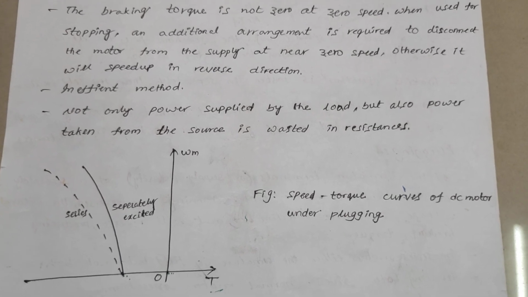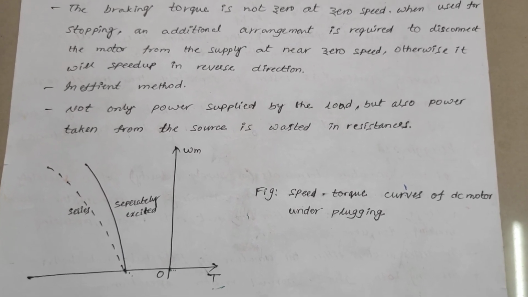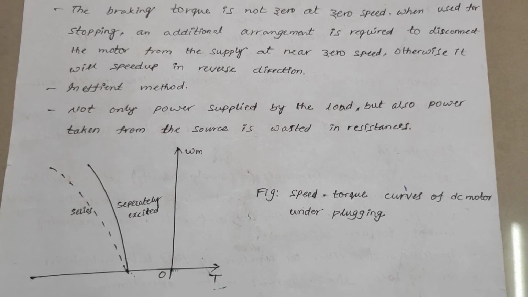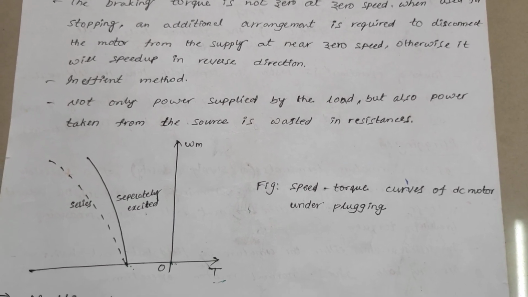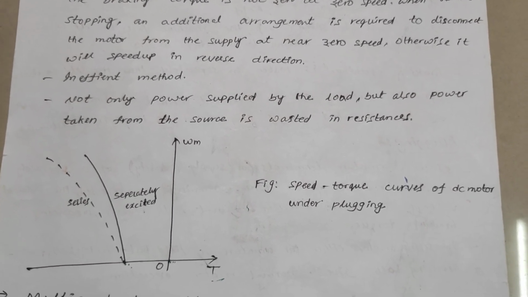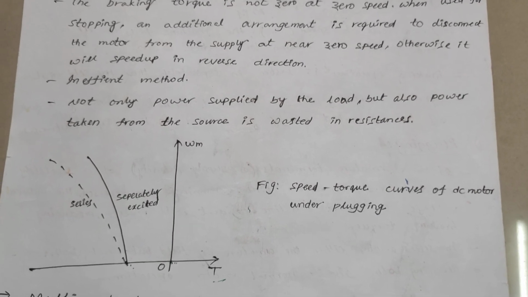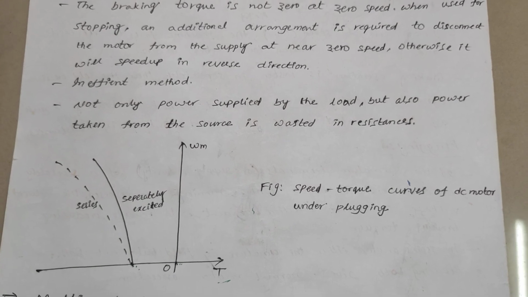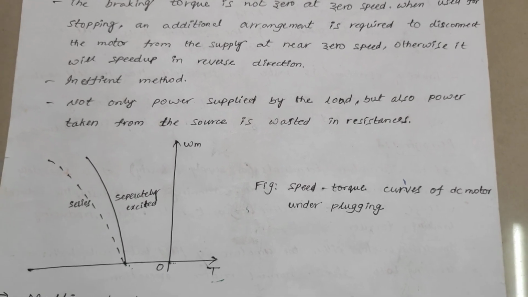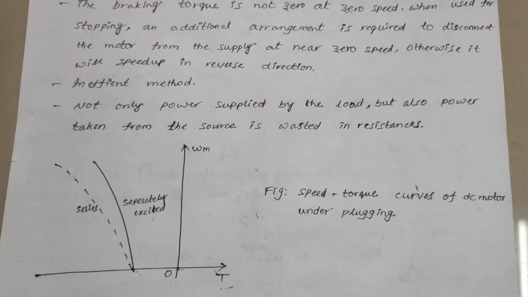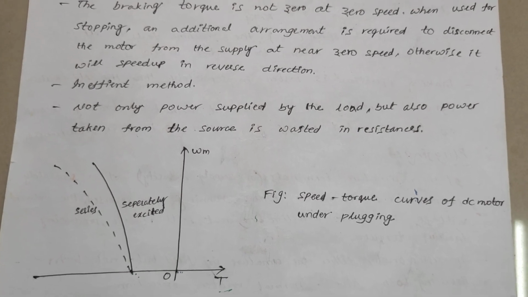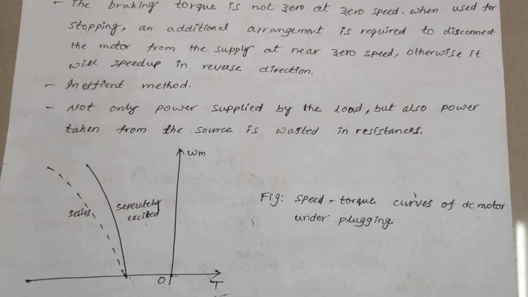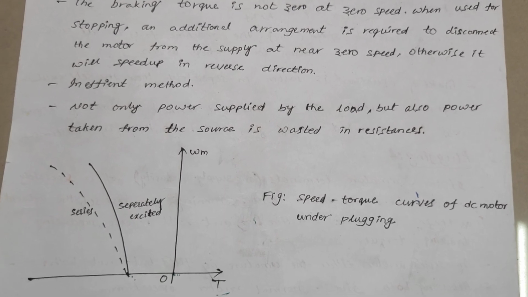In braking, at least the generated power from the load itself is wasted in the resistance. But here we have both source as well as the load, both generating power, and both are going to be wasted in the braking resistance. That's why it is an inefficient method. So this is all about the braking methods for series motor and shunt motor.